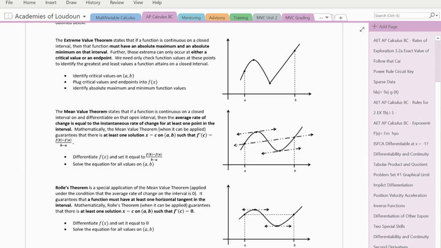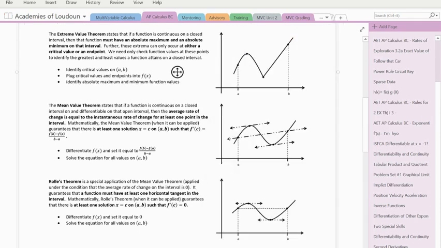The mean value theorem states that if a function is continuous on a closed interval and differentiable on that open interval, then the average rate of change is equal to the instantaneous rate of change for at least one point in the interval. So mathematically, that means that on at least one point c on the interval a to b, f prime of c will equal f of b minus f of a over b minus a.